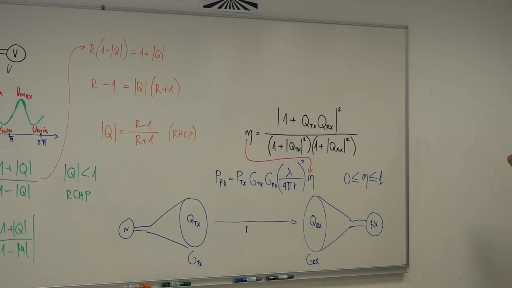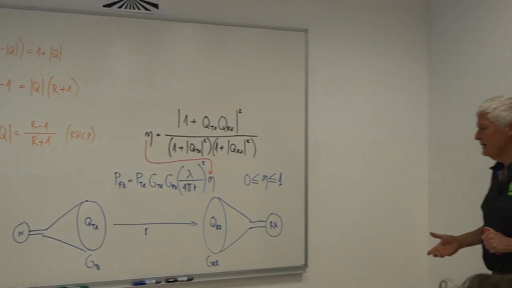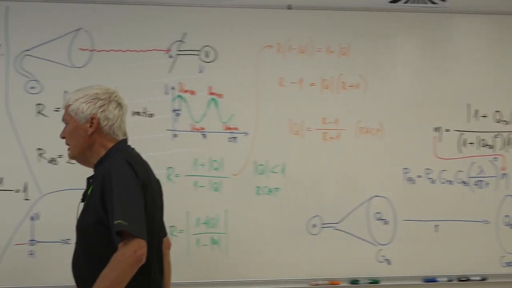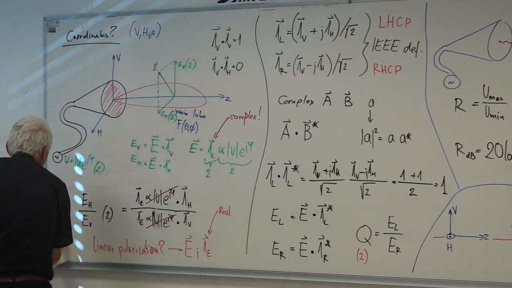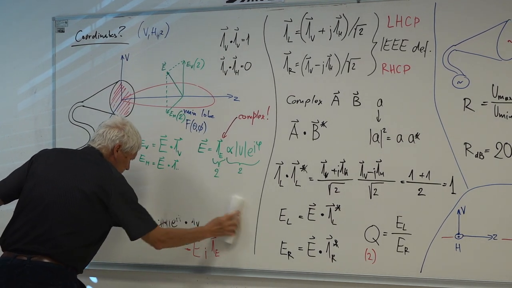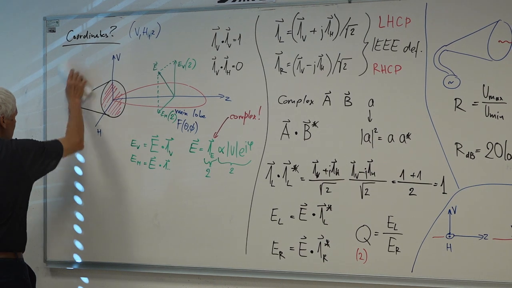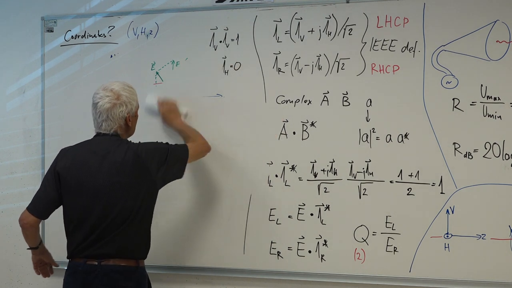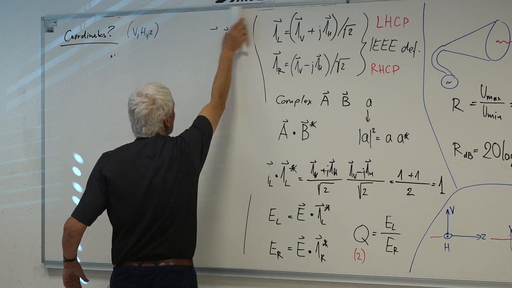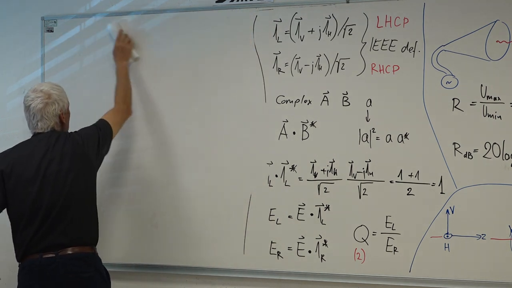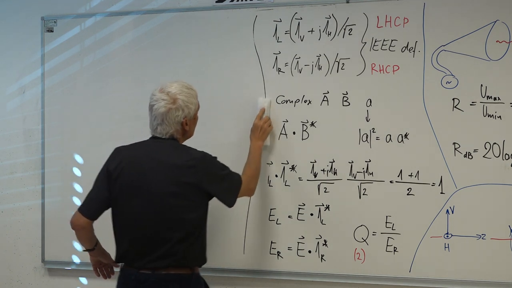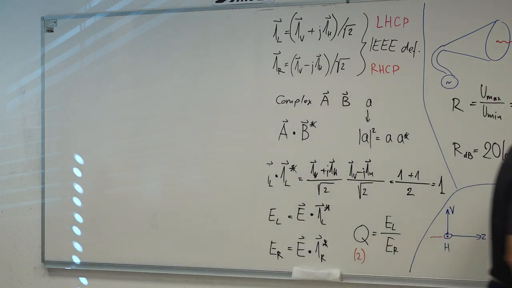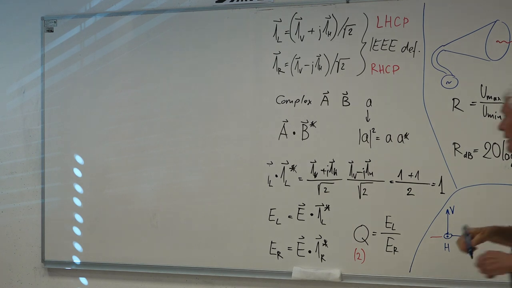Since this is getting complicated, let's try to make a table of known polarizations and write all these things down. But I have to erase my desk here. I prefer to leave this on the desk for some time so we know what we are doing. Let's write things down now.